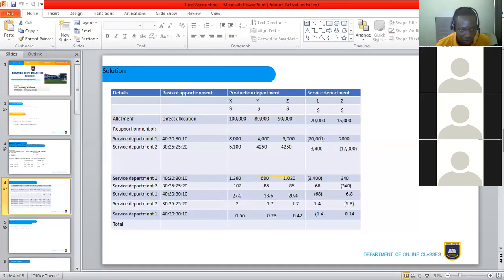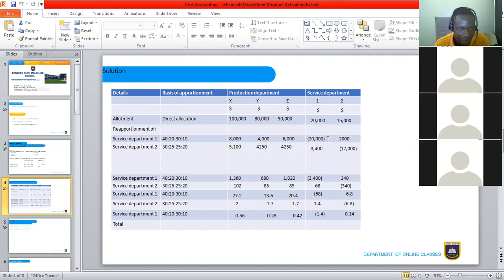Now, let's move on to the service department. Do not forget that you are apportioning 20,000. So the 20,000 must be in a bracket, because that's what you are sharing. You calculated 40% of this 20,000 and got 8,000. You calculated 20% of this 20,000 and got 4,000. You calculated 30% of 20,000, you got 6,000. This is the figure you are sharing, so it must be in a bracket.